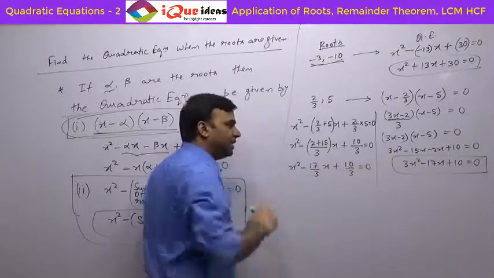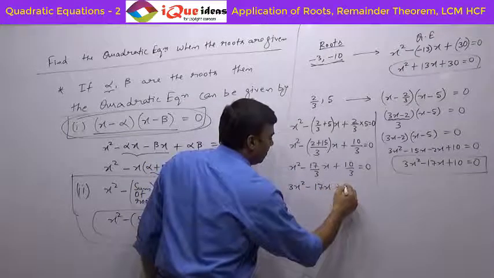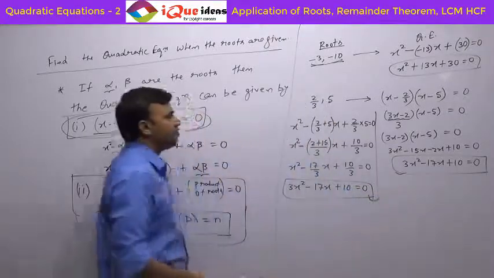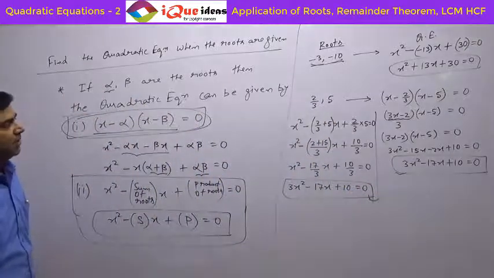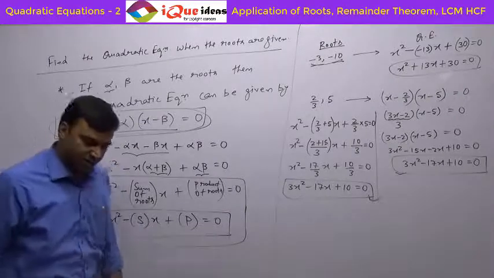Just multiply by 3 to the entire thing. It will give us 3x square minus 17x plus 10 equal to 0. Wow. So the final answer, obviously it has to be the same. So you can use both the methods. Right. Now let's take a couple more questions on this.